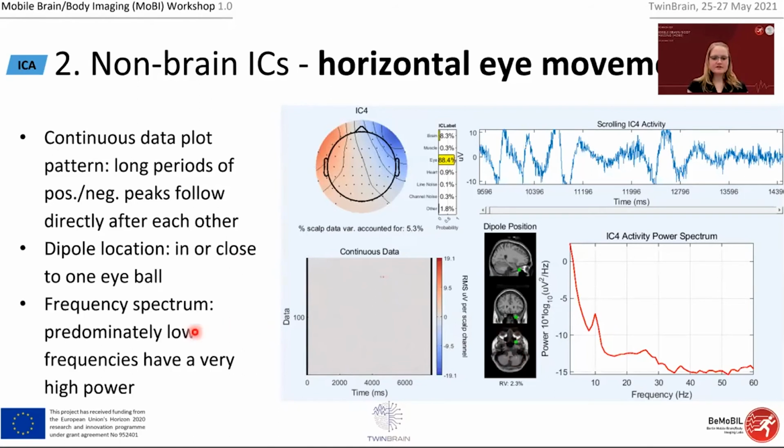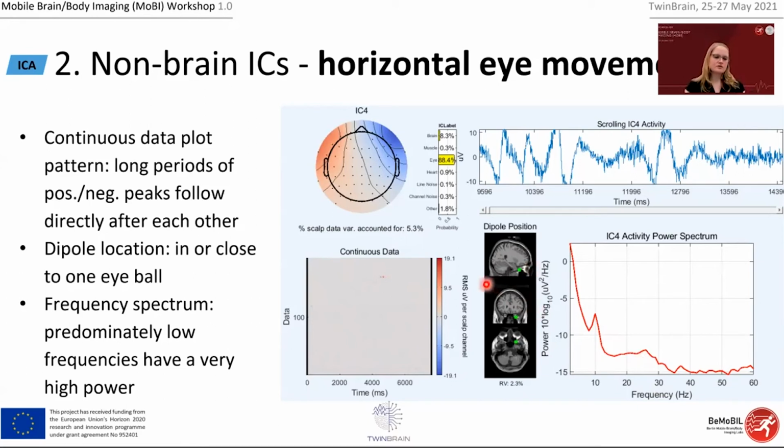And the frequency spectrum again has a lot of low frequency power. You can see here it's a mixture of other activity as well, because we do see this 10 Hz peak, and even at higher frequencies there's something going on. So it's not super well decomposed. It's not solely horizontal eye movement.